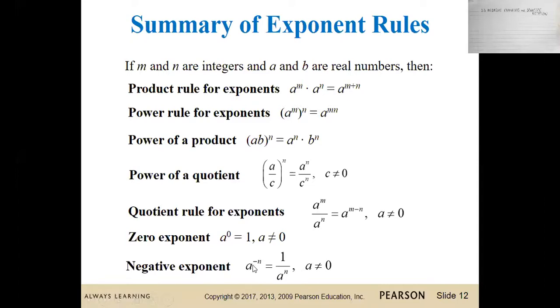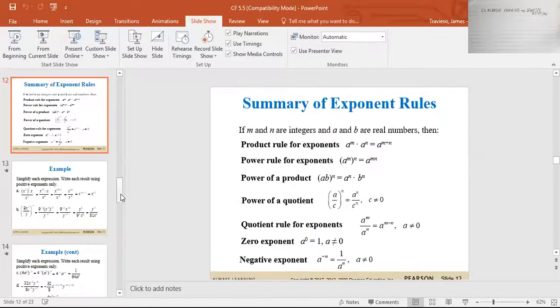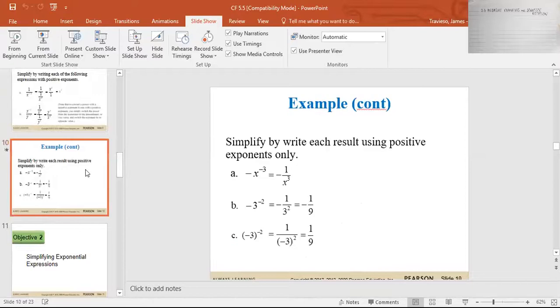So if we do have a negative exponent, basically I like to say it travels. Remember, we have two parts of a fraction, our numerator and denominator. If we have a negative exponent in my numerator, it will move to the denominator and turn positive. If I have it in my denominator, it'll move to my numerator and turn positive. We'll just go through some basic examples of that.